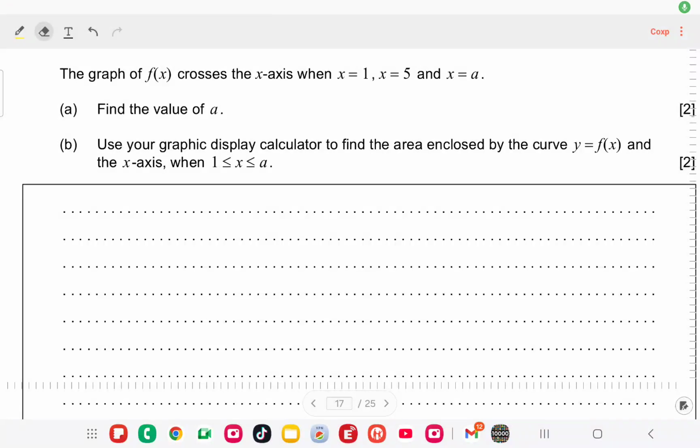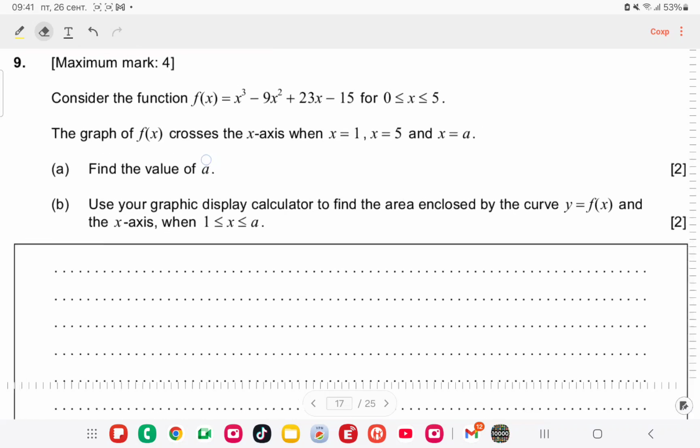Hello guys, we are continuing consideration of the May 2025 exam, AISL Paper 1, Time Zone 1. This is question number 9. Let's make a short overview. In this question they asked us to find the value of A given the function. The question itself is pretty short. We have 4 marks and we have 2 parts, A and B, and each part counts as 2 marks.